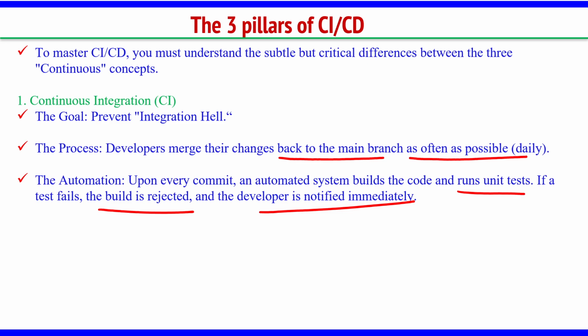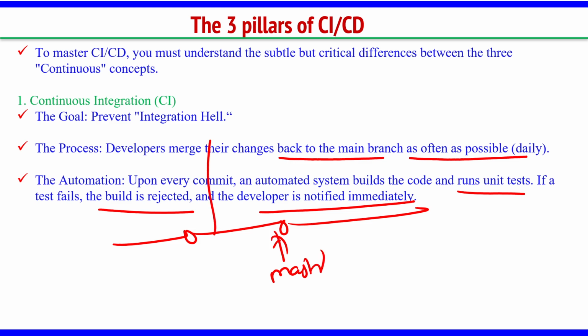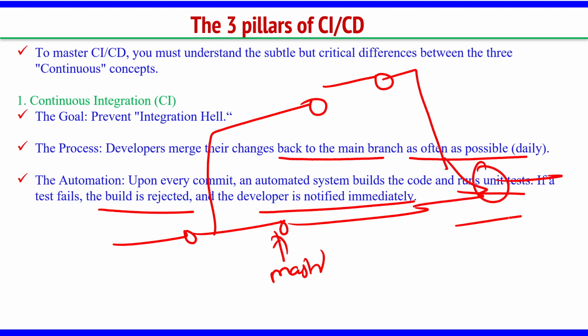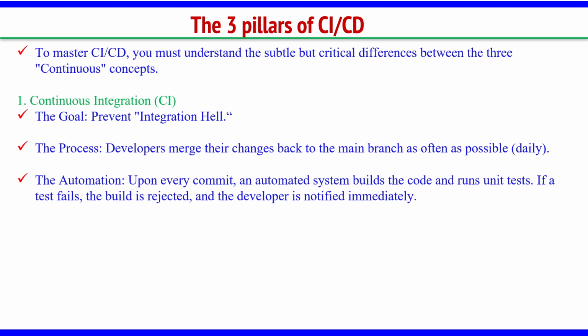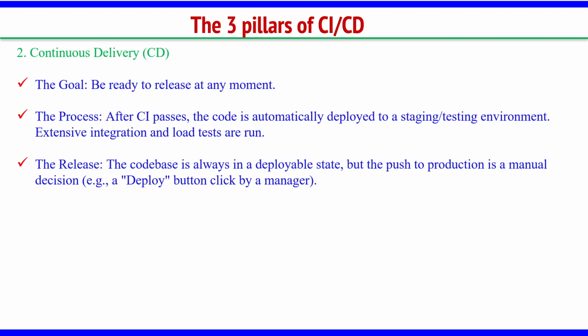In the CI part, I had one main branch like this. This was my master, and this is my sub-branch which I was working on. When I bring it and try to merge it here, during the merge process, if there is some issue in my code, it will automatically throw an error. It will not allow me to merge the code to the main branch or the master branch. That is CI.